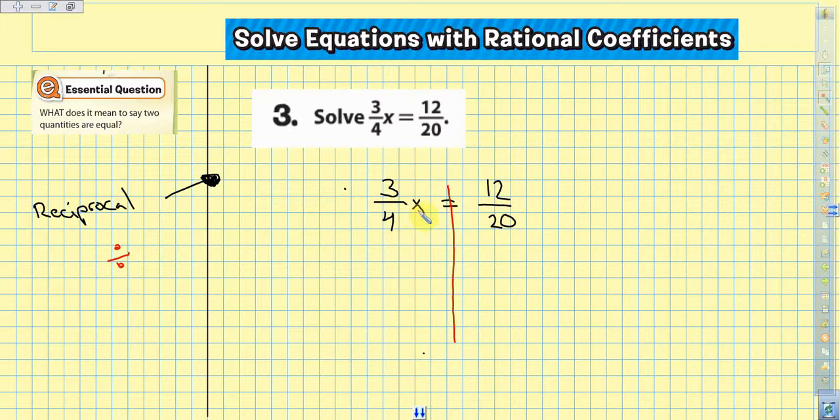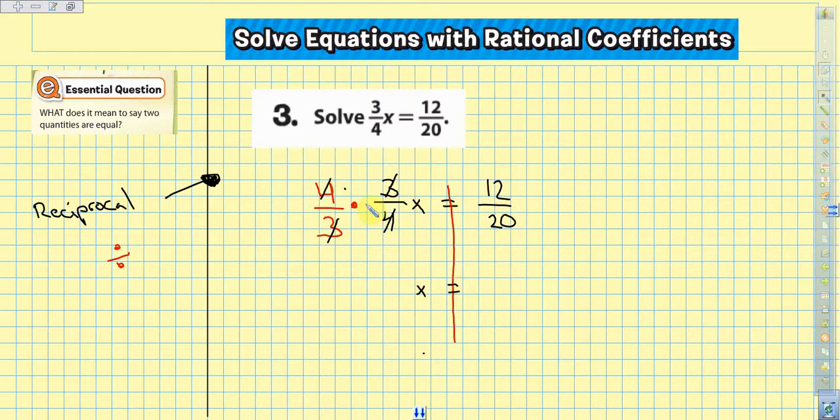The opposite is division. But we never divide fractions. We always just multiply by the reciprocal. So since we're going to multiply by the reciprocal, look what happens when I do this. If I multiply 3/4 by 4/3, it follows the definition of reciprocal, which means if you multiply a number by its reciprocal, it equals 1. I just got x by itself.